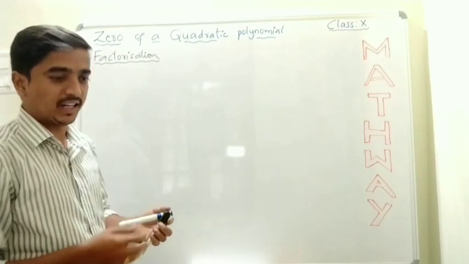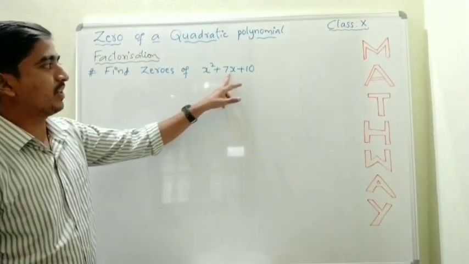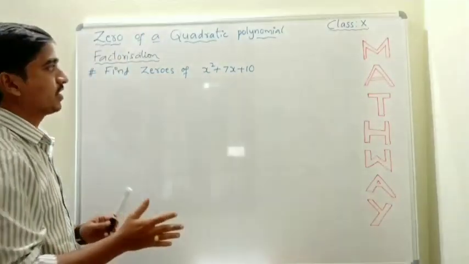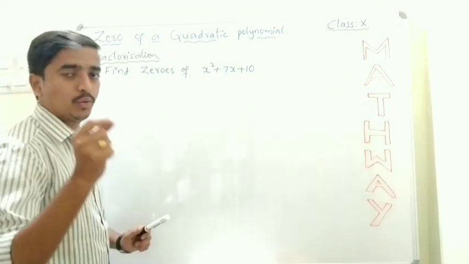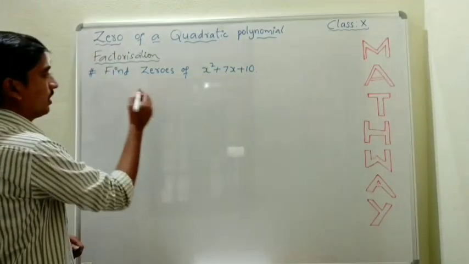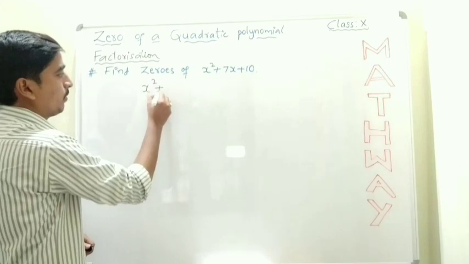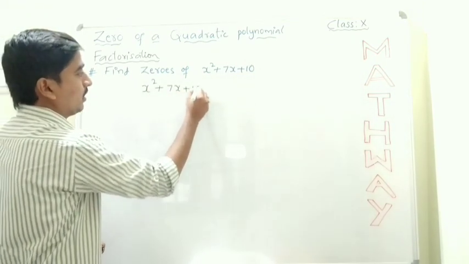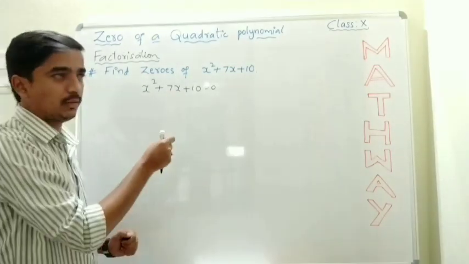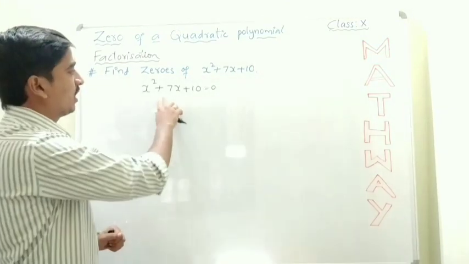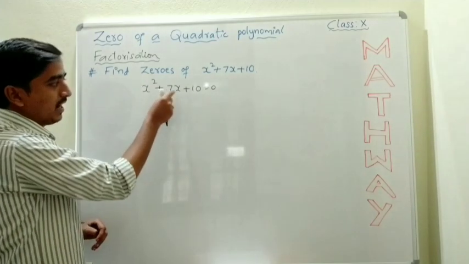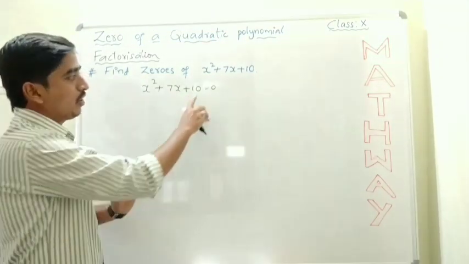Let us understand this by an example. Find the zeros of x square plus 7x plus 10. To find the zeros of this polynomial, we have to make the factorization. First of all, remember one point: to find the 0 of a polynomial, we have to make the polynomial value equal to 0. So let us write x square plus 7x plus 10 equals to 0. To factorize this polynomial, split the middle term. Here the middle term is 7x. 7x can be written as 1 plus 6, 2 plus 5, 3 plus 4 and so on, but we have to write the 7 with the contribution of factors of 10.